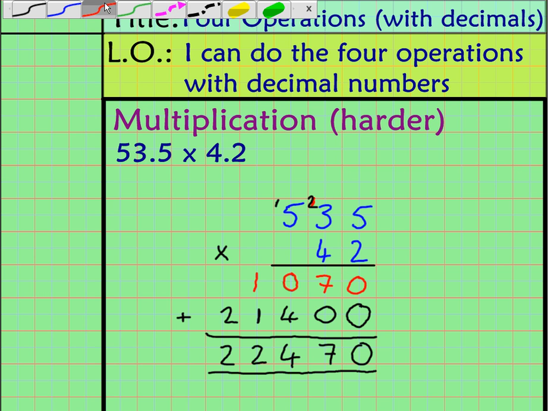So I go back to my question and I say, how many numbers were there after the decimal point? 1, 2. There were 2 decimal places. So I go to the right of my number and I go 1, 2 spaces in. That's where my decimal place goes. Okay, 224.7. Okay, so don't forget to do your normal multiplication skills here. Okay, I nearly forgot my 0 in here. You mustn't forget that. And then you can put your decimal point in or back in at the end.